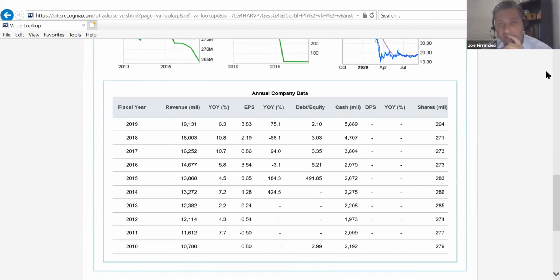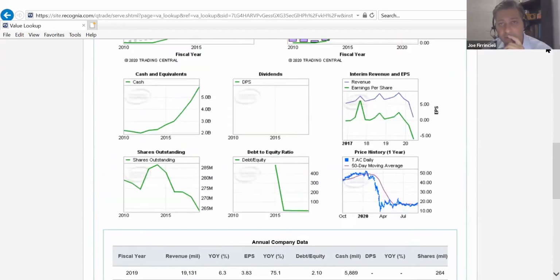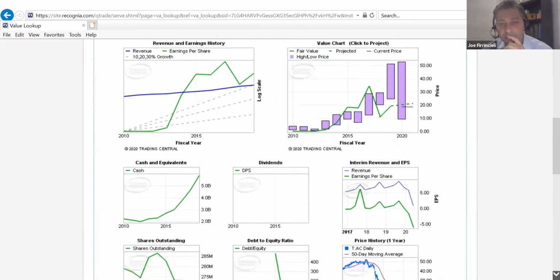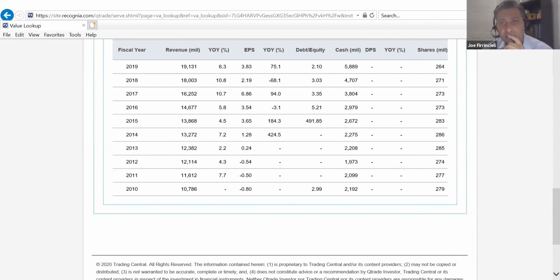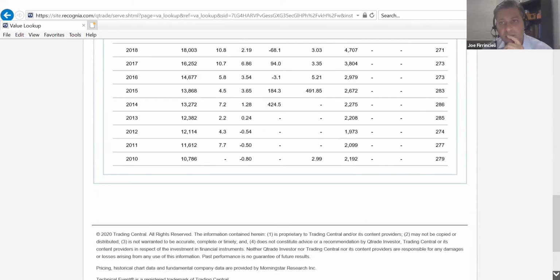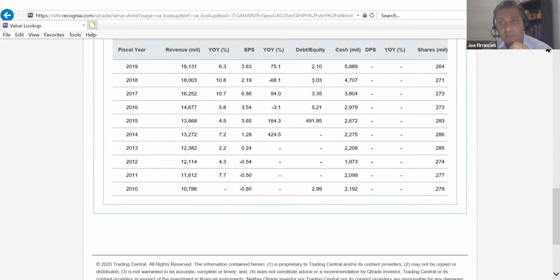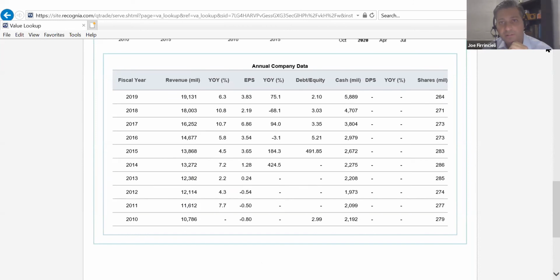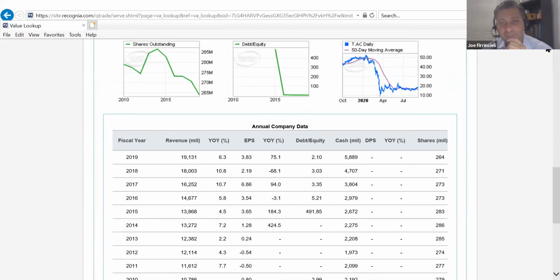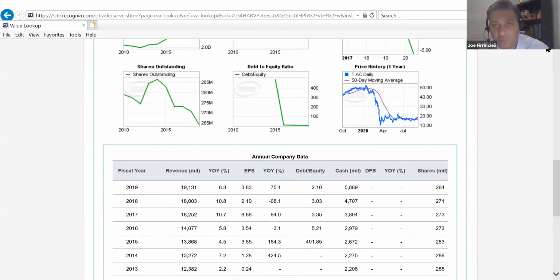If you go back to one of my favorite charts on the bottom here, the price history. Go down, Terry. The price history up a bit, or down. Or a little more. Okay, so as you can see there, that price history over one year.